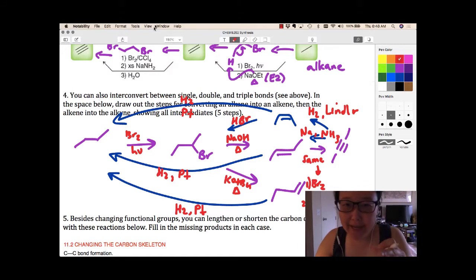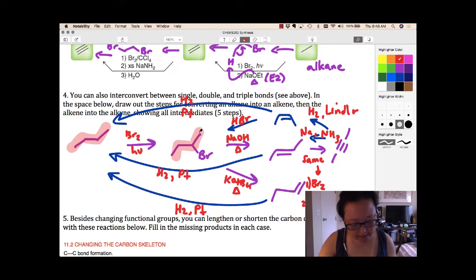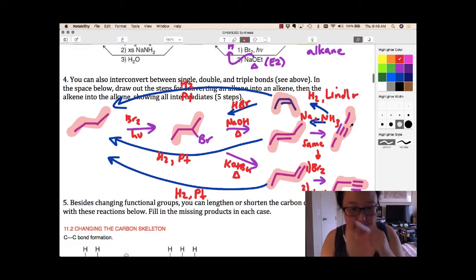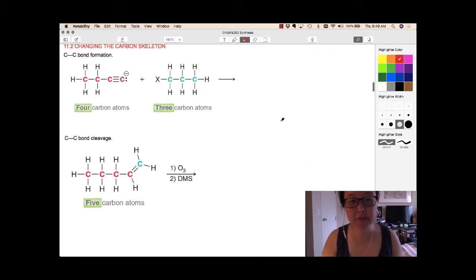All right, up until now, notice that we're not changing the carbon skeleton too much. Here's 4 carbons, and here's 4 carbons, 4 carbons, 4 carbons, right? So I'm just changing the functional groups on the 4 carbon chain. I'm not changing the chain. Now, of course, there are reactions where you change the chain.